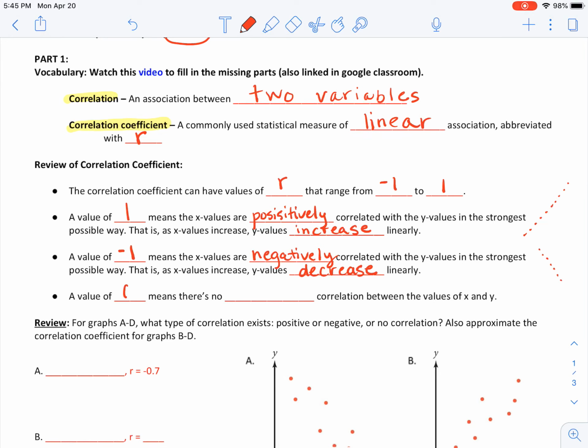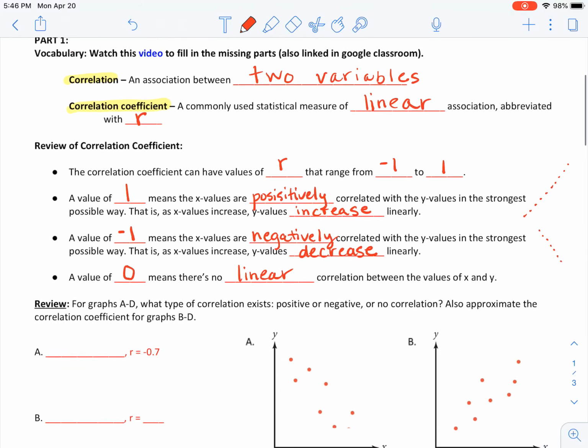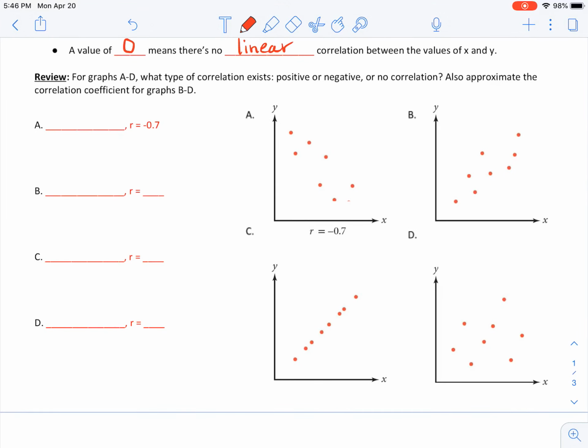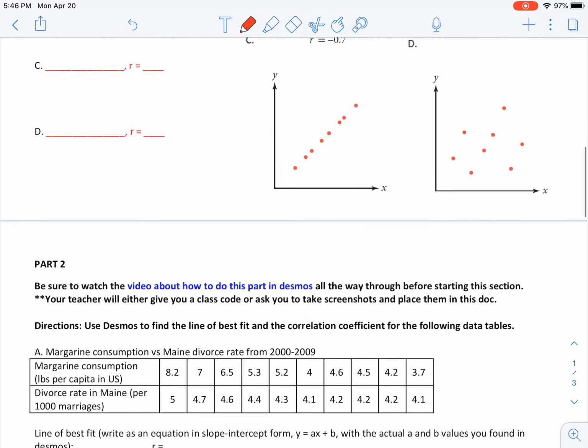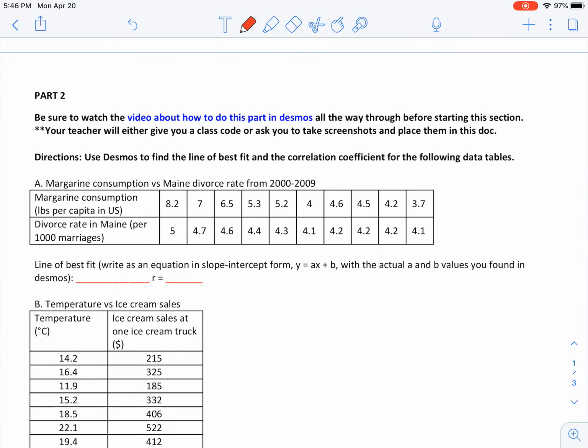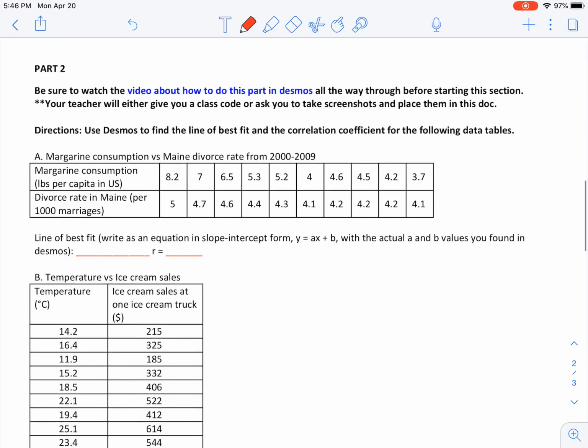If you have a value of 0, means there is no linear correlation between the two values. All right, so I'm going to stop there, and you are going to review using that information, and then you're going to go to the link for part 2 to learn how you're going to do this part in Desmos.